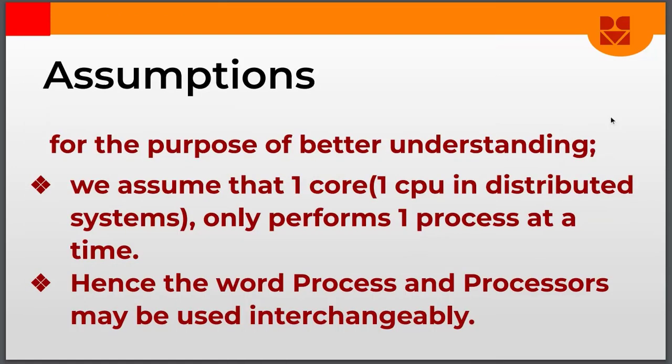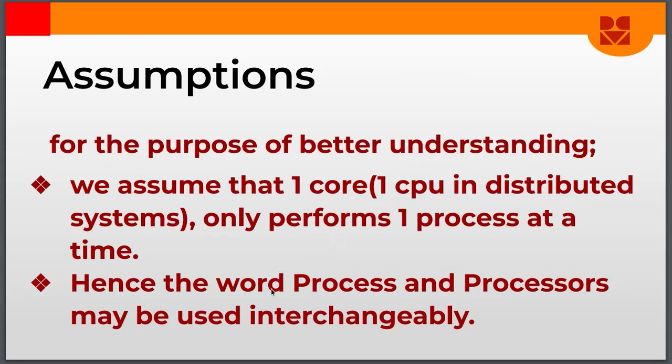So before we start, we first have to get some assumptions straight. For the purpose of better understanding, we would assume that one core or one CPU core in a multi-core CPU or multi-core processor, in a shared memory system, would perform only one process at a time, or one CPU in a distributed memory system would perform only one process at a time.